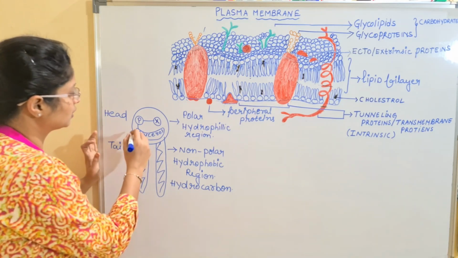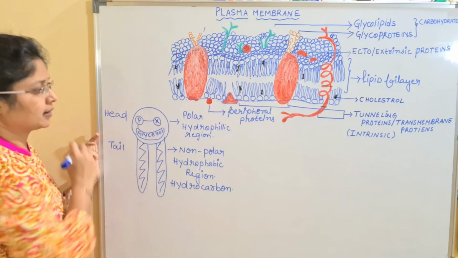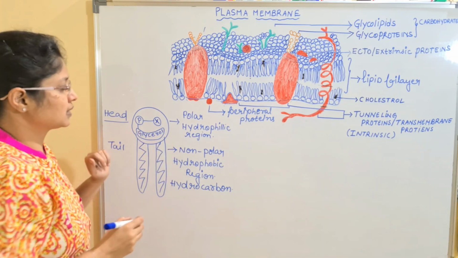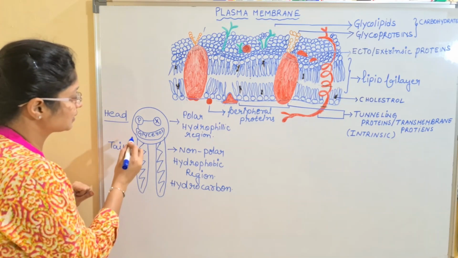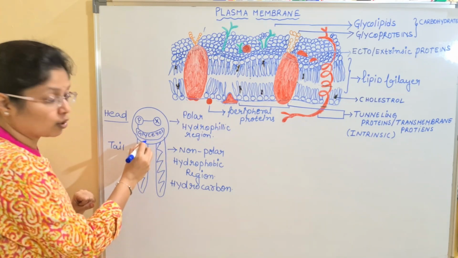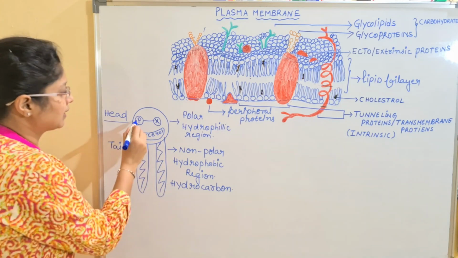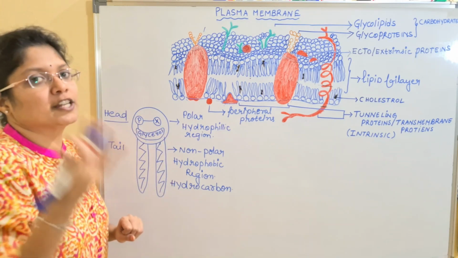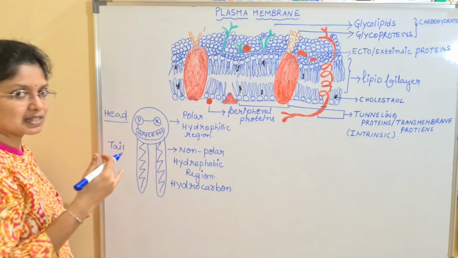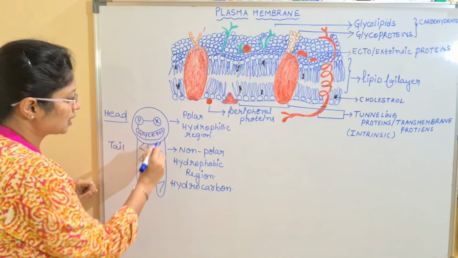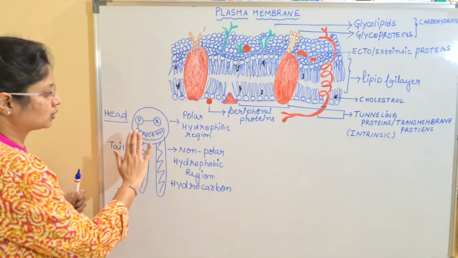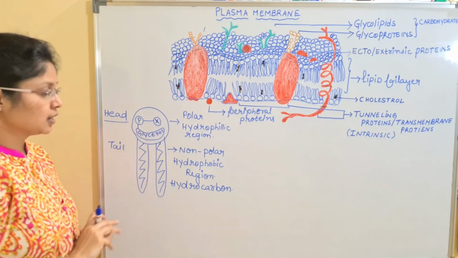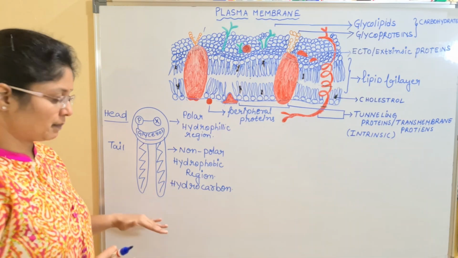And next we have the polar head region. In this head region you can see the presence of glycerol, which is an alcohol, and next we have the phosphate. Along with that we have some additional groups that we will see later. So these three groups are present, you have to remember. So here we have three components and here we have two components. So this is a general structure of the lipids.